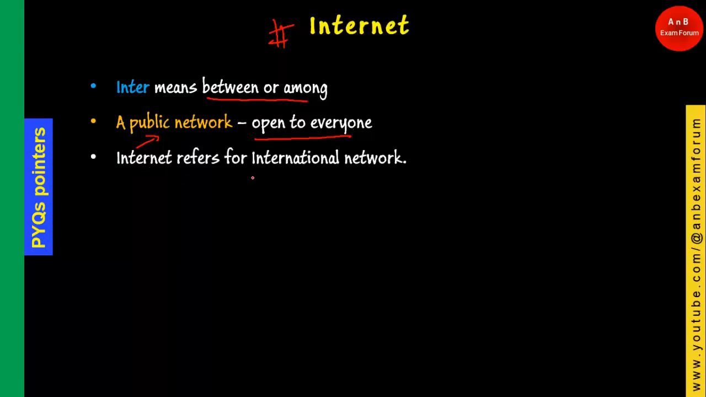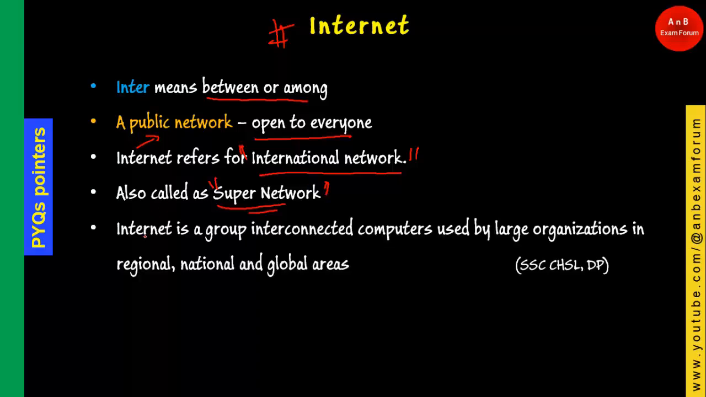And the internet is sometimes referred to as an international network. International means across the nation. It is open, it is a public network. Sometimes it is also known as a super network because it is sometimes called a network of networks. It is a big network. Outside the network is again an internet, so it becomes a super network kind of thing. And the basic definition: it is a group of interconnected computers used by large organizations in regional, national and global areas.